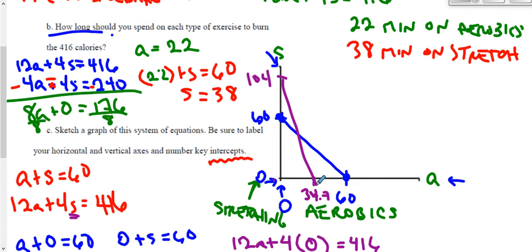There we are. Now I can see that I have an intersection here. This intersection should look like it's happening in the same places where my solution said, which was 22 for A, 38 for S. So 22 is less than this 34. There we go. That would be my 22. And the 38 is less than my 60. So there we go. That's the 38. So it's confirming for me that the intersection is happening just about where I assumed it would be according to the solution to my system.